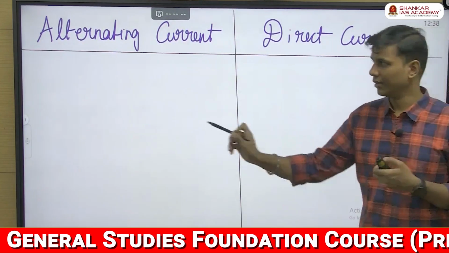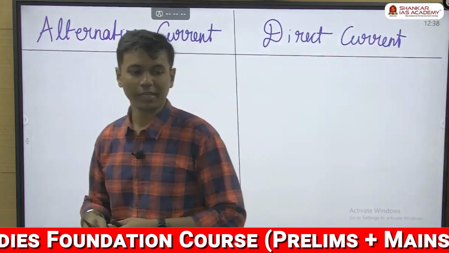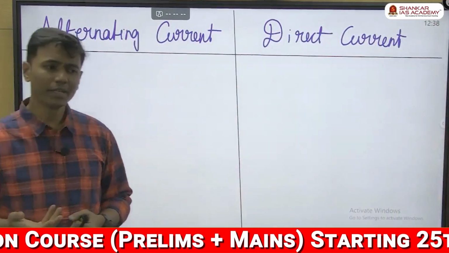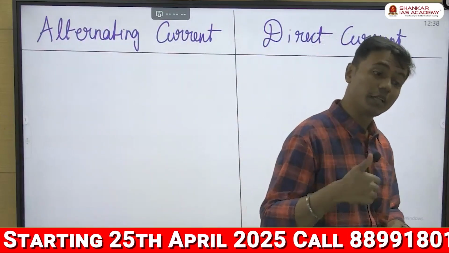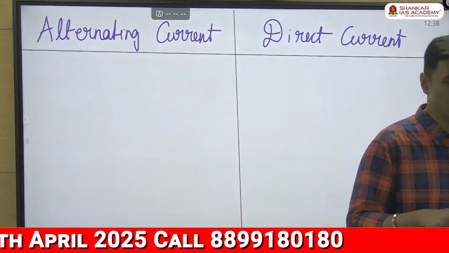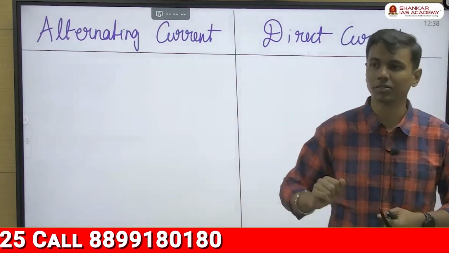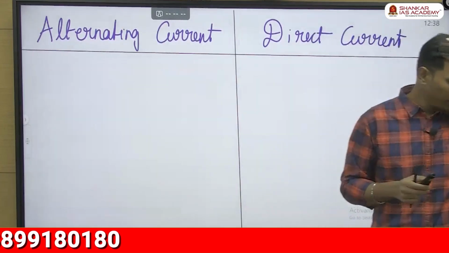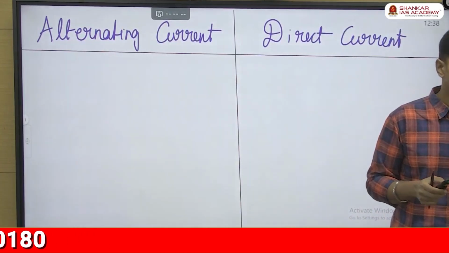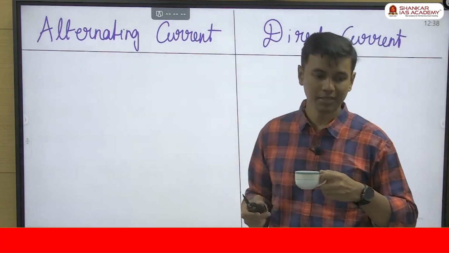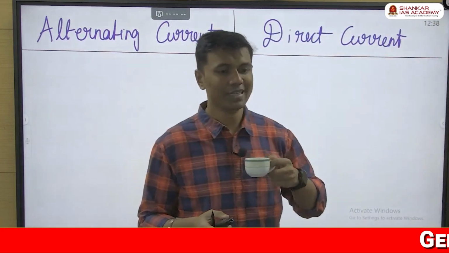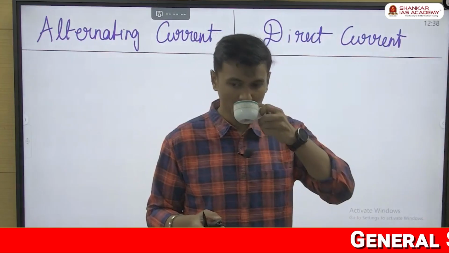Then an example for alternating current. You have seen generators. How does a generator run? It starts rotating, and it produces electricity. So that produces alternating current. You can write example: generators. For direct current, example: batteries. Cells or batteries are examples of components that produce DC or direct current.